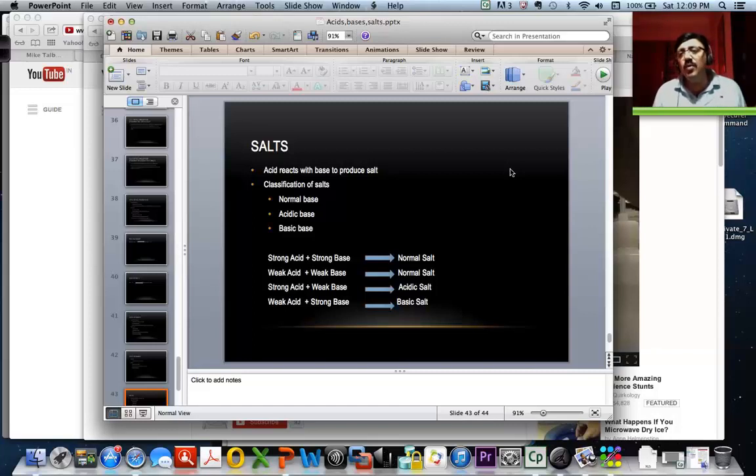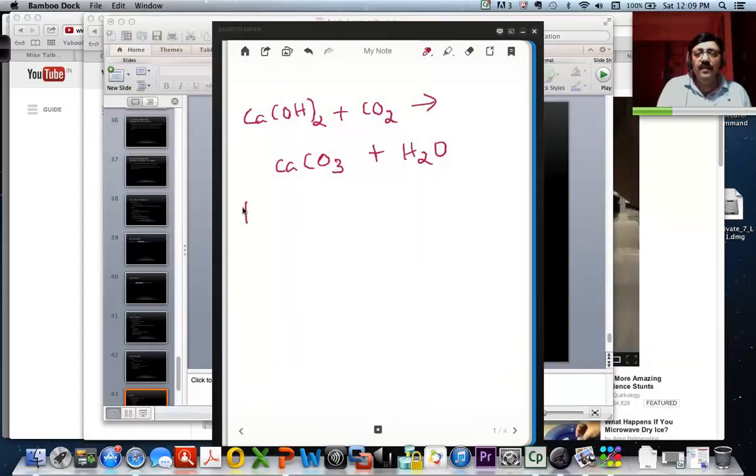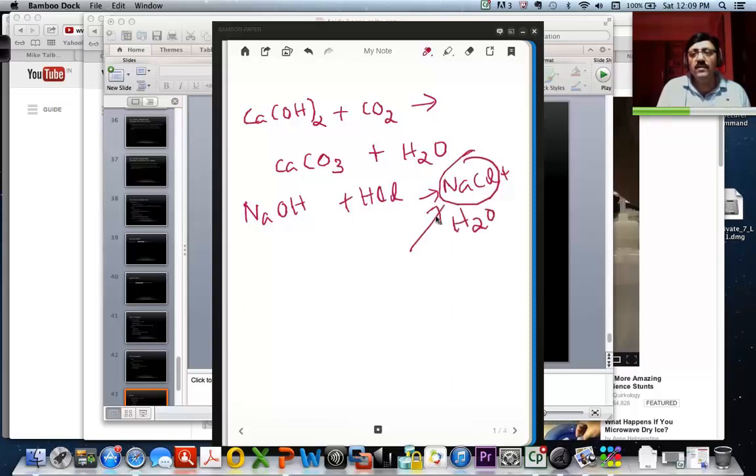As we've seen, salts are produced when acids react with bases, right? One very common example of that reaction that is always used is sodium hydroxide combining with HCl, producing NaCl plus H2O. This is a salt, and this is a base, and this is an acid, right? This is a very common example which always is quoted when you talk about a neutralization reaction where a salt is produced. Now when you look at the salts, there is again a classification for salts.